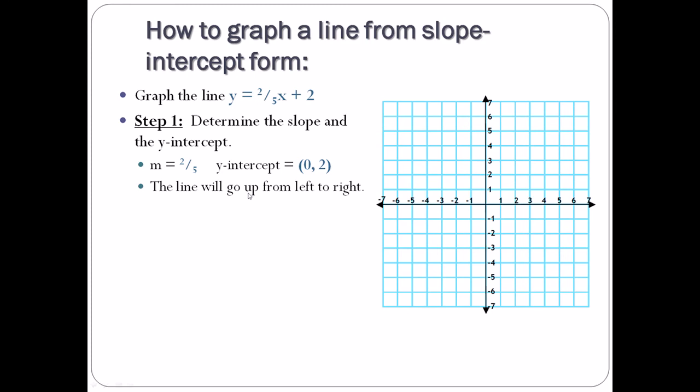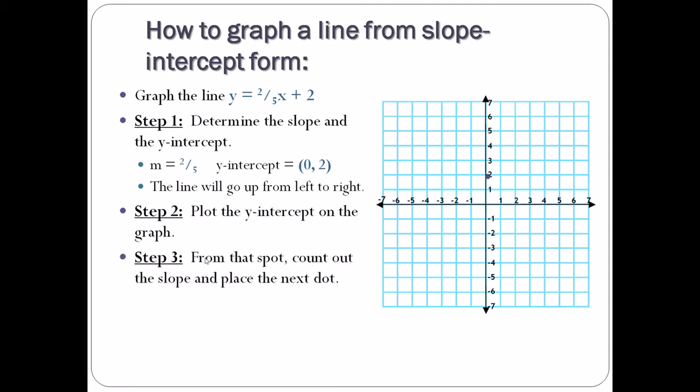Very good. Step 2. Plot the y-intercept on the graph. Okay, well here's the y-intercept at 0, 2. So I start at my origin and I go over 0, because x's go first, and up 2. Put a dot. Yeah, have your graph paper out. If you need to pause right now and go get your graph paper, please do so.